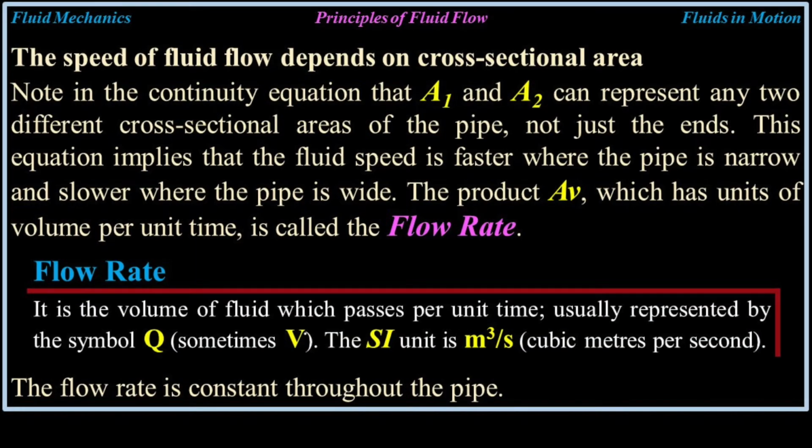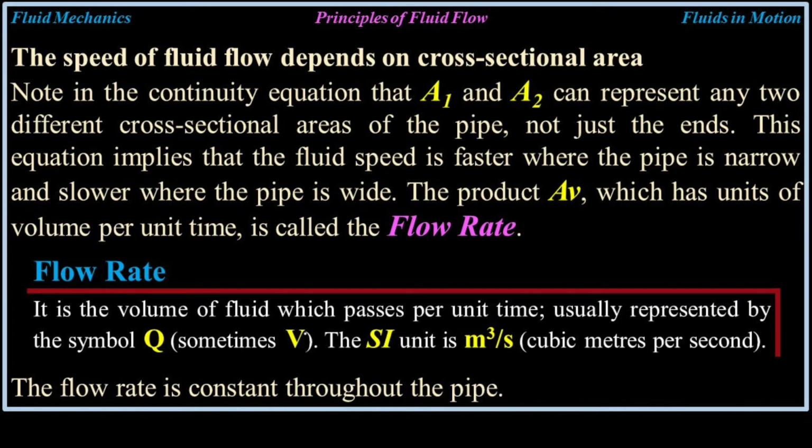The speed of fluid flow depends on cross-sectional area. Note in the continuity equation that A1 and A2 can represent any two different cross-sectional areas of the pipe, not just the ends. This equation implies that the fluid speed is faster where the pipe is narrow and slower where the pipe is wide. The product, AV, which has units of volume per unit time, is called the flow rate.